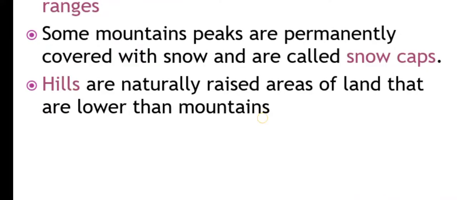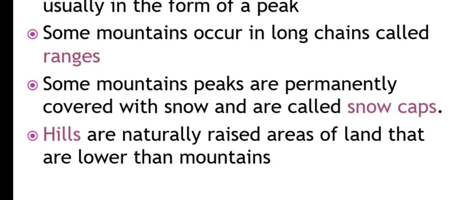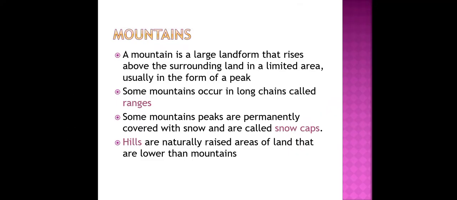Then come hills. Hills are naturally raised areas of land that are lower than mountains, and these extend above the surrounding terrain. They are less steep and less high than mountains. So hills can be considered only those raised areas of land that are lower than mountains.